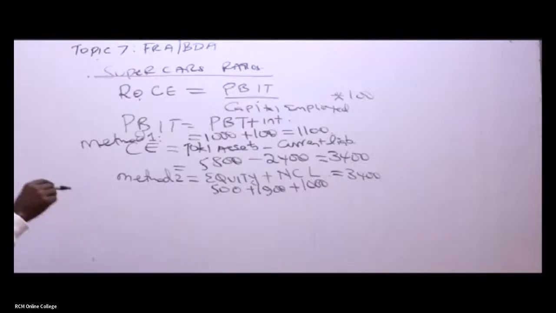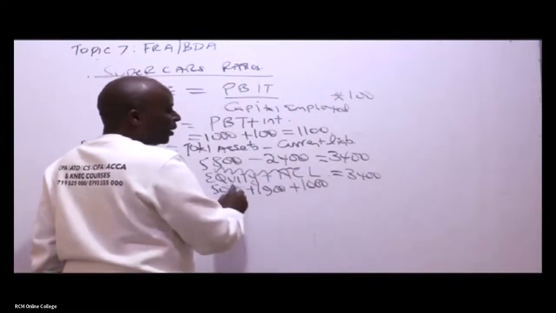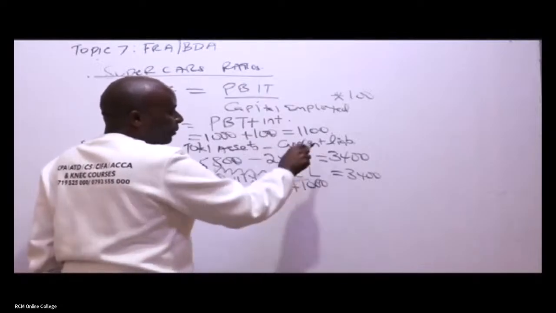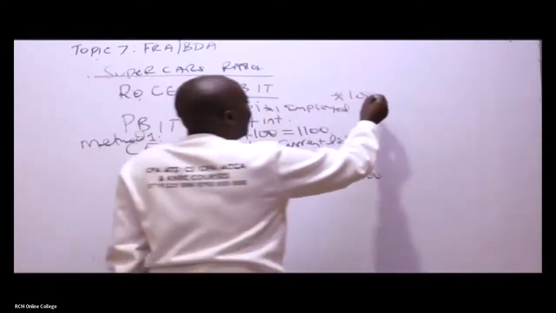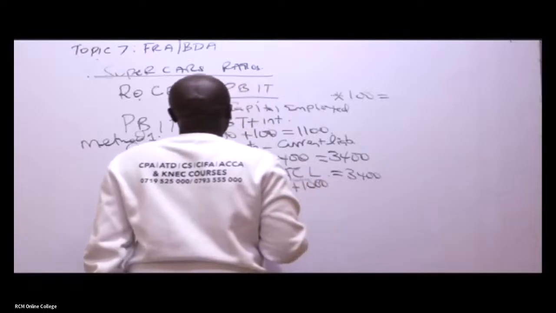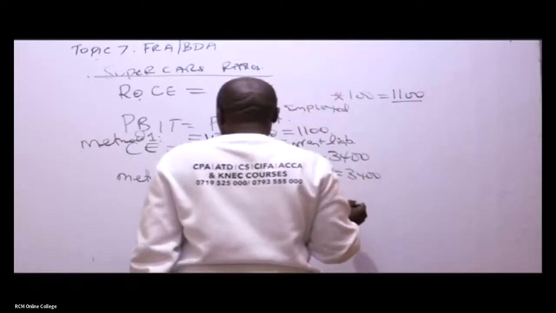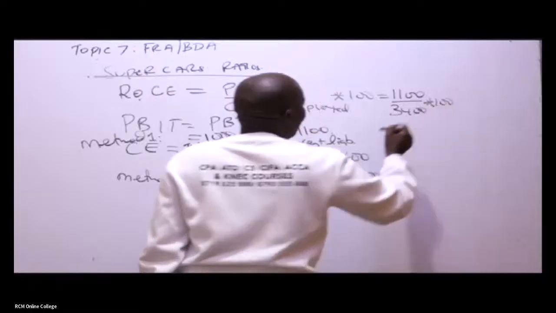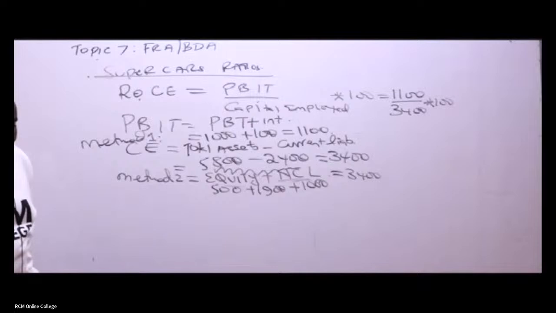Method 2, you take equity, because we are looking at the long-term source of finance. This is permanent. This long-term source of finance, we don't bring in current liabilities. That's why we deduct current liabilities from total assets. Then you substitute here: the PBIT is 1,100 over 3,400 as capital employed, times 100. That will give us 32.35%.